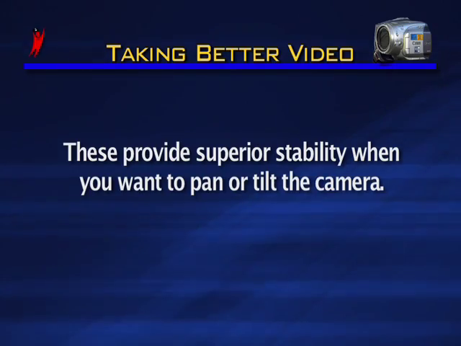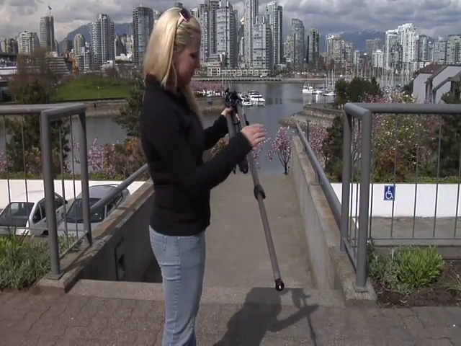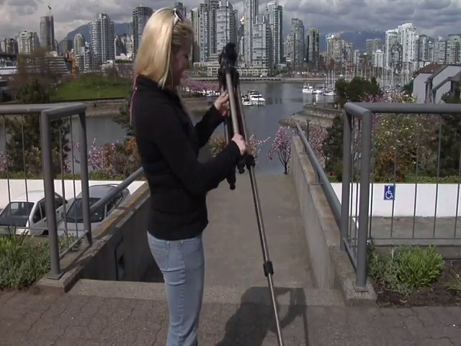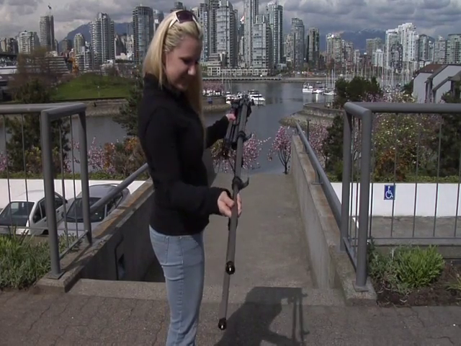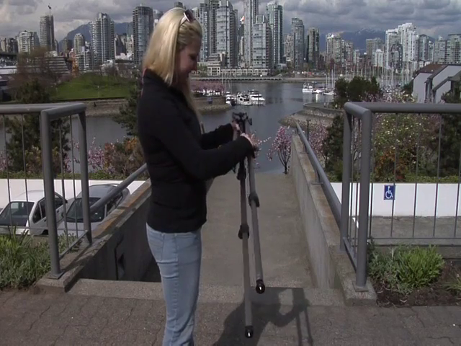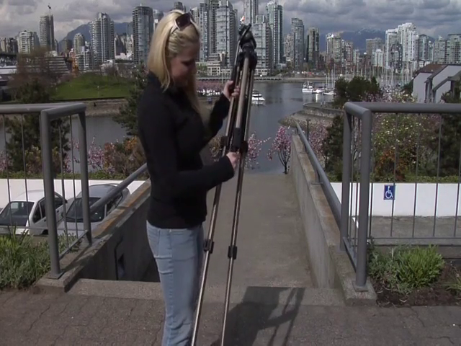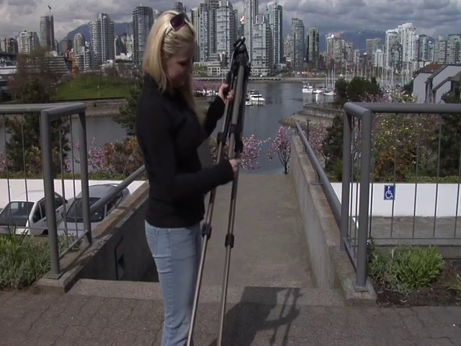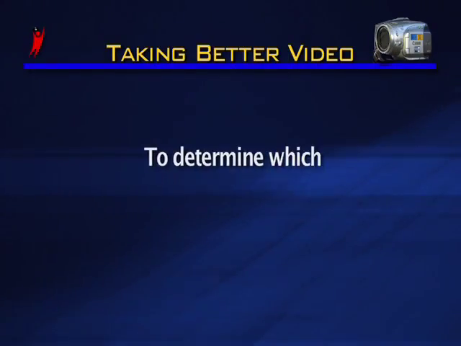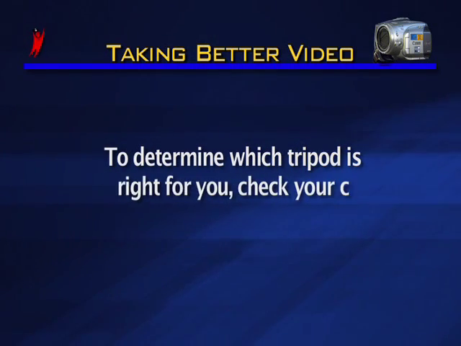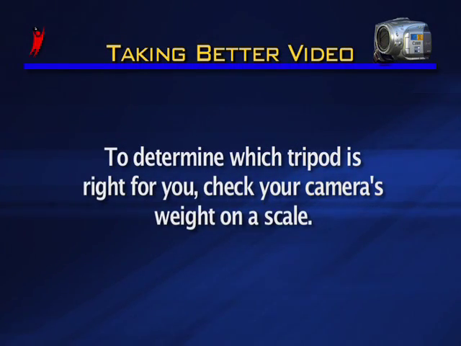These provide superior stability when you want to pan or tilt the camera. Number 2, buy a tripod that is made for the size and weight of your camera or more. Too many times, cameras are damaged or a shot is ruined because a cheap tripod was used. There are many tripods to choose from, and prices can vary from very little like $20 to thousands of dollars. To determine which tripod is right for you, check your camera's weight on a scale.